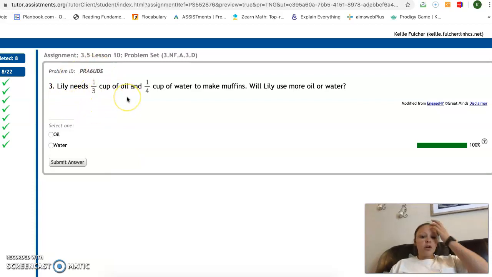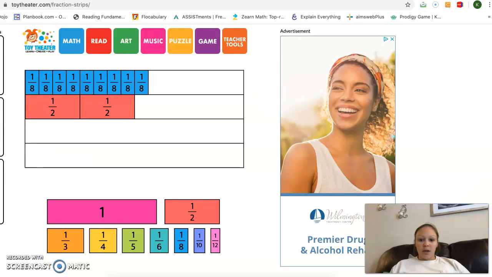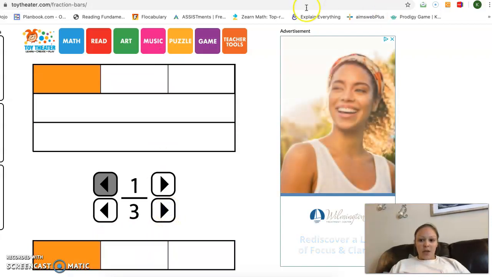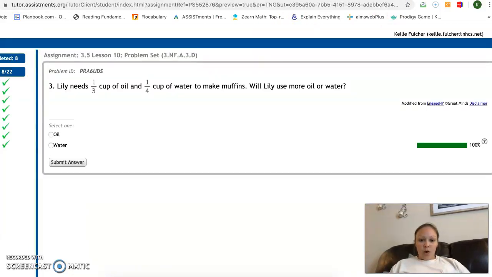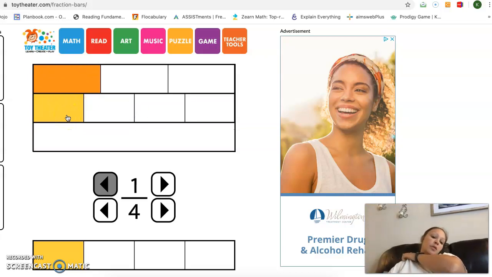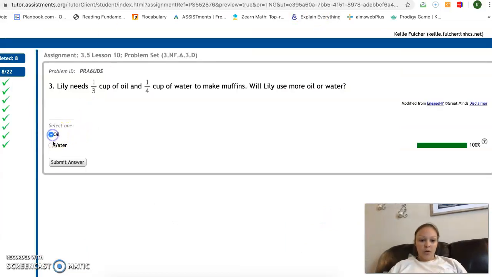Lily needs 1/3 cup of oil and 1/4 cup of water to make muffins. Will Lily use more oil or water? All right, so oil is represented by 1/3. So I'm going to go back to these. And water is represented by 1/4. So you can see that 1/3 is bigger than 1/4. Oil is 1/3, so she's going to use more oil than water.